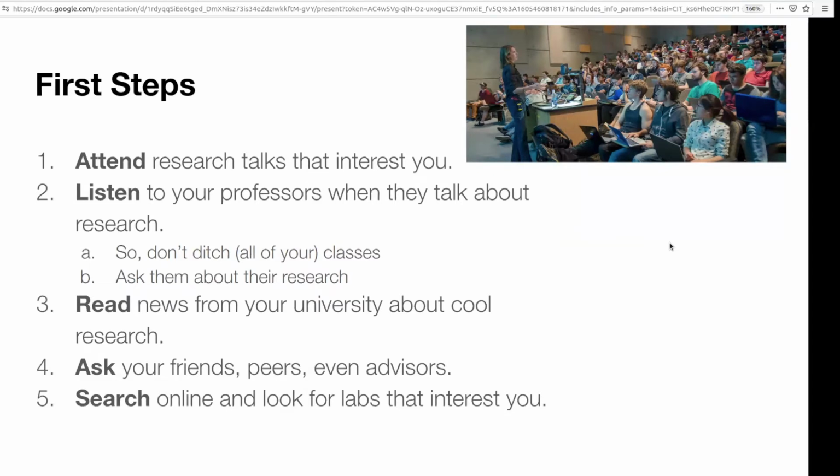So here are the first steps to approaching how to get research. The first one is to attend research talks that interest you. You might see your school post some random talk by a random professor, and sometimes the topic might not seem like the coolest thing. However, if there's even an ounce of coolness, I would recommend going.